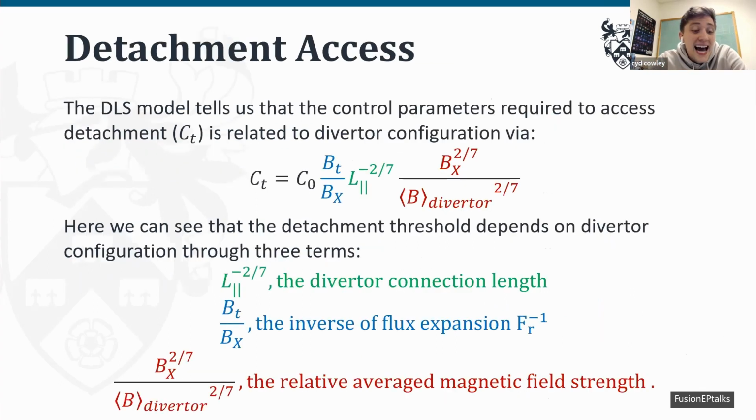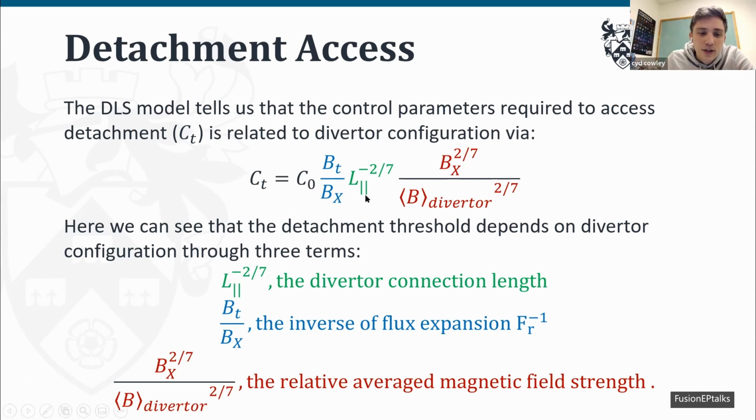So one thing we looked at is the access to detachment, how easy it is to get to detachment. And the DLS model predicts that essentially this parameter CT just tells you how easy it is to get to detachment. It tells you what densities, impurity fractions, and powers you need to get to a detached state. So the higher it is, the harder it is to get to a detached state. The lower it is, the easier. So we generally want CT to be lower.